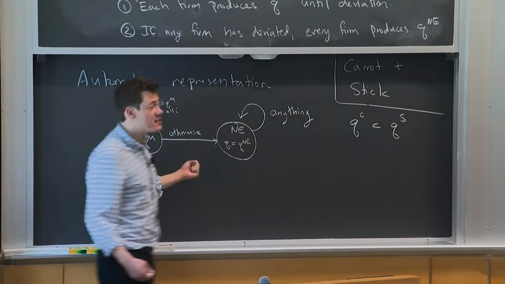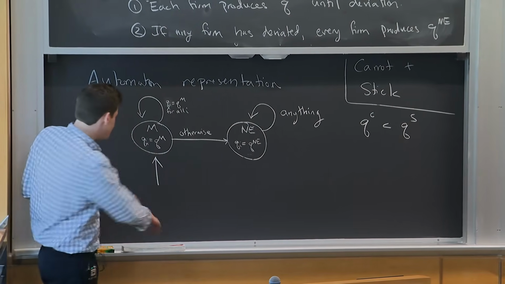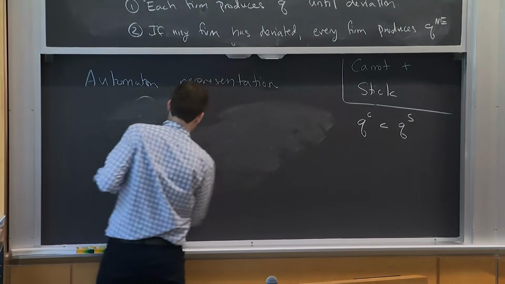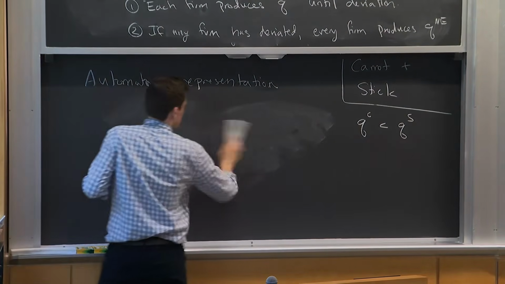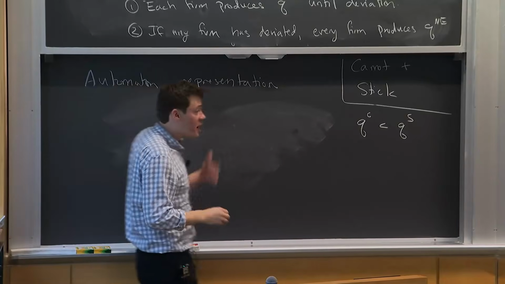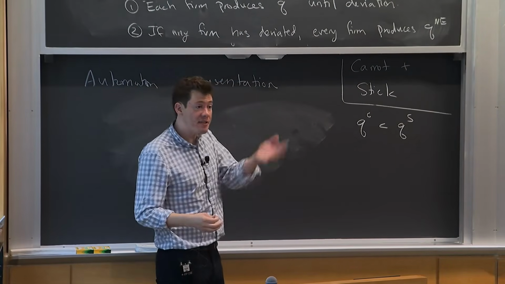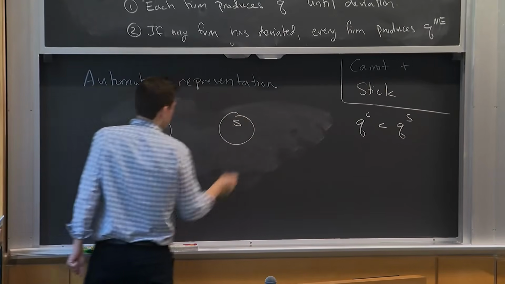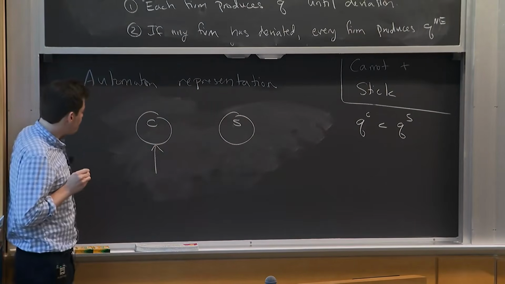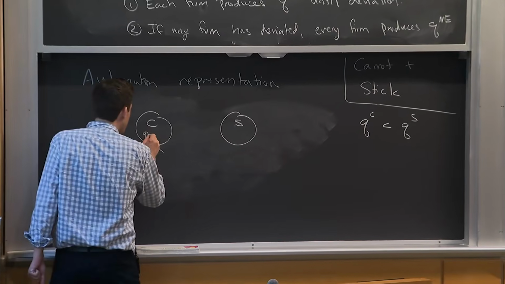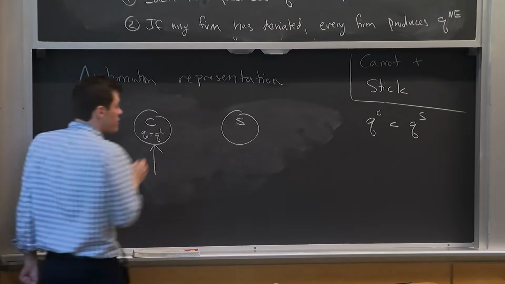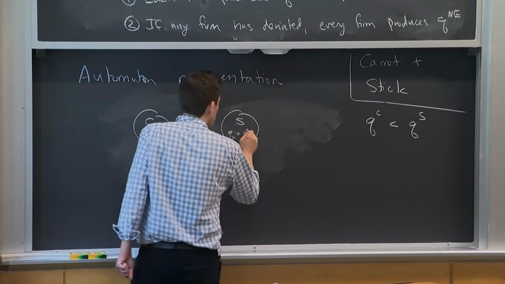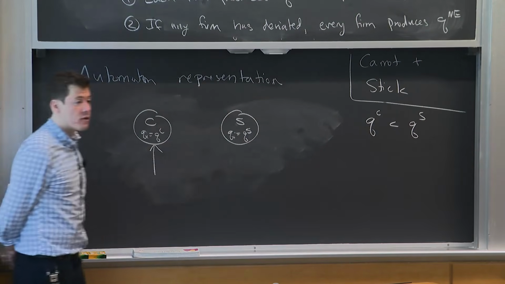So let's try to represent this as an automaton. Let me erase this automaton and get a new one. Now our automaton is going to have two states, the carrot state and the stick state, C and S. And we're going to start in the carrot state. In the carrot state, everyone produces this low level QC, which is good. And in the stick state, everyone produces this high level QS, which is not so good for everyone.